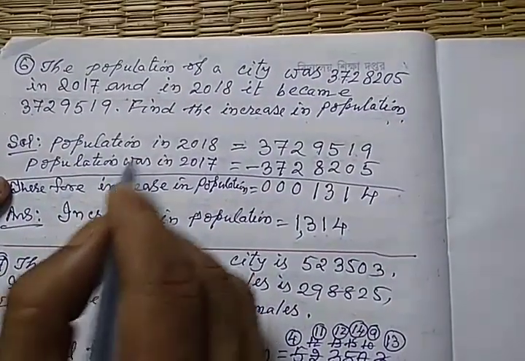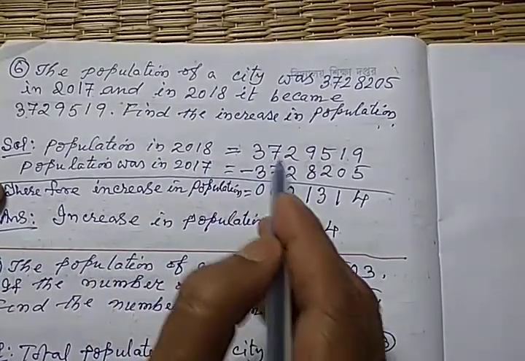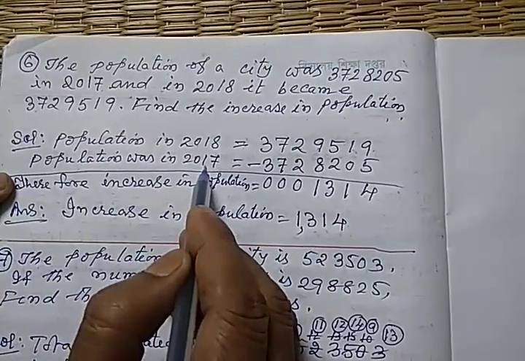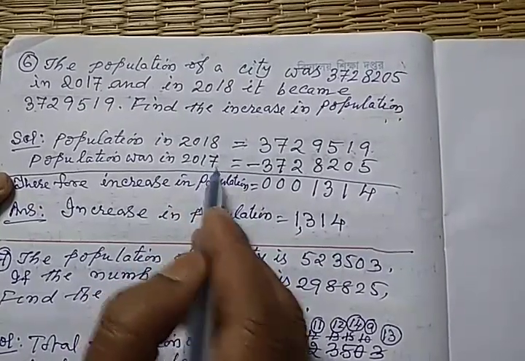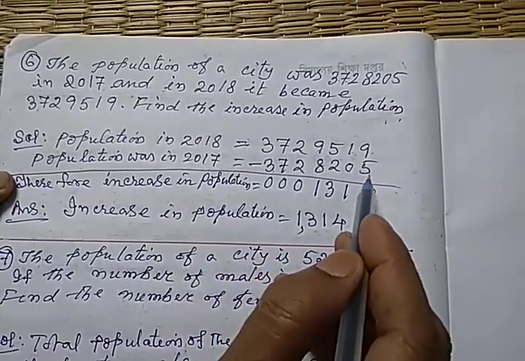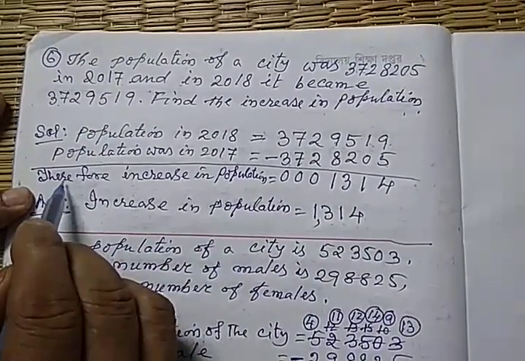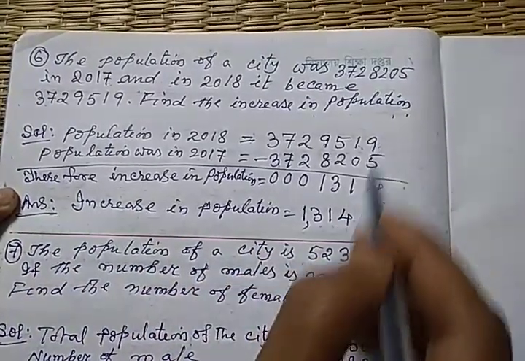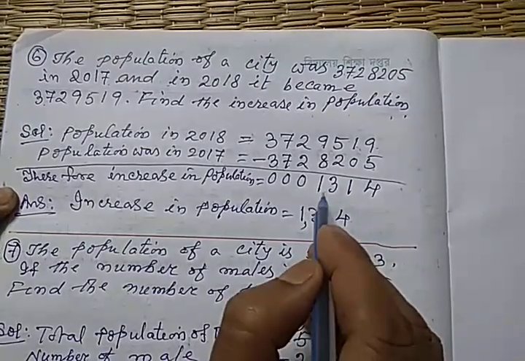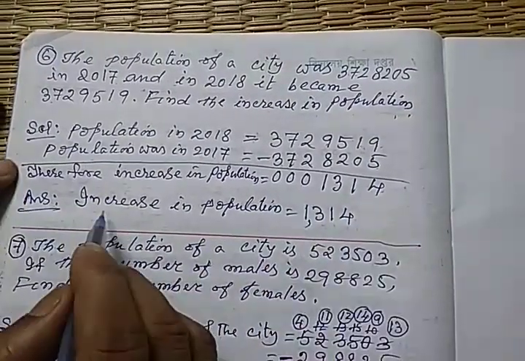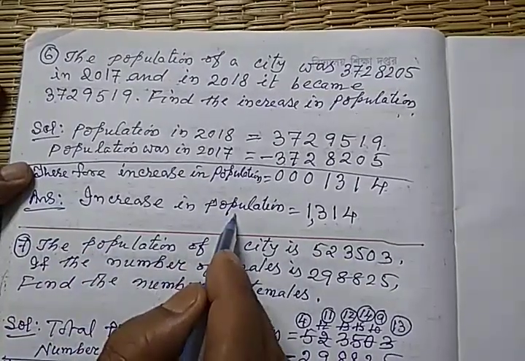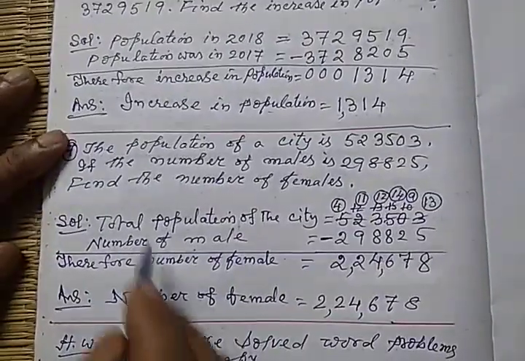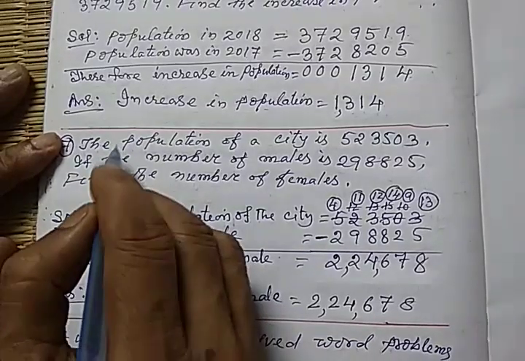So we can write population in 2018 equal to 372,9519, and the population in 2017 was 372,8205. So we can find out the increase in population. Therefore, increase in population equal to, after subtracting these two numbers, the result 1314. So we can write the answer as increase in population equal to 1314.